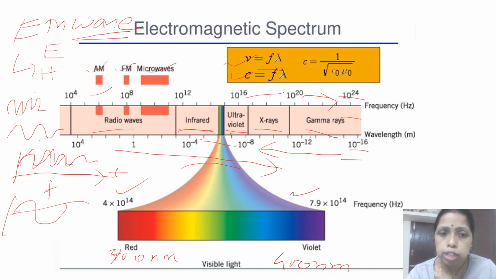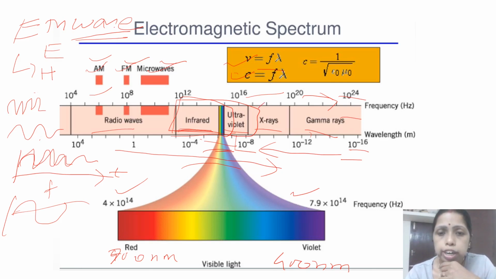Radio waves are used for AM communication, FM communication, and microwave communication, the free space communication. The infrared and visible wavelengths, not ultraviolet, are normally used for optical communication, to carry the optical signal. Then ultraviolet light, X-ray and gamma ray are used for various applications.